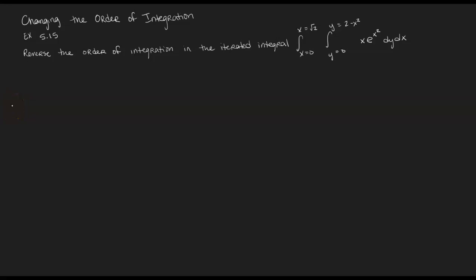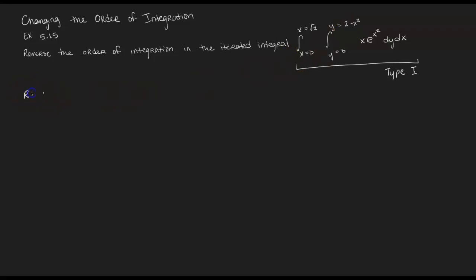Example 515 shows us how we might change the order of integration in an iterated integral. So we're presented with an integral that is set up as a type 1. We can tell it's type 1 because we're integrating with respect to y first, and we can see that the y bounds involve functions of x.